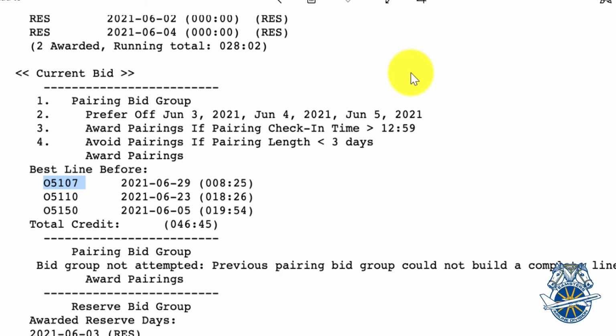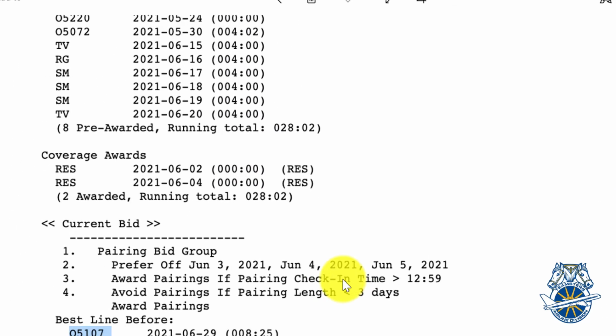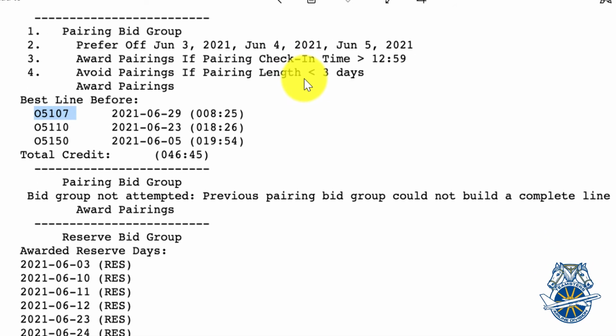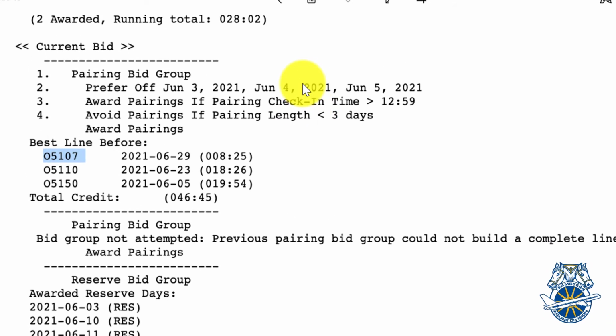He wanted pairing check-in time after 12:59, and then he put that avoid in there. That avoid came back to bite him on this one, because we see here he wanted trips less than 3 days. He was specifically asking for trips less than a certain amount. The best line the system was giving him was only 46 hours, the 3 trips he was able to get, and then his 28 on top of that. That didn't get him anywhere close to the 77 hours he needed for a line. So unfortunately, that's why he ended up getting reserve.